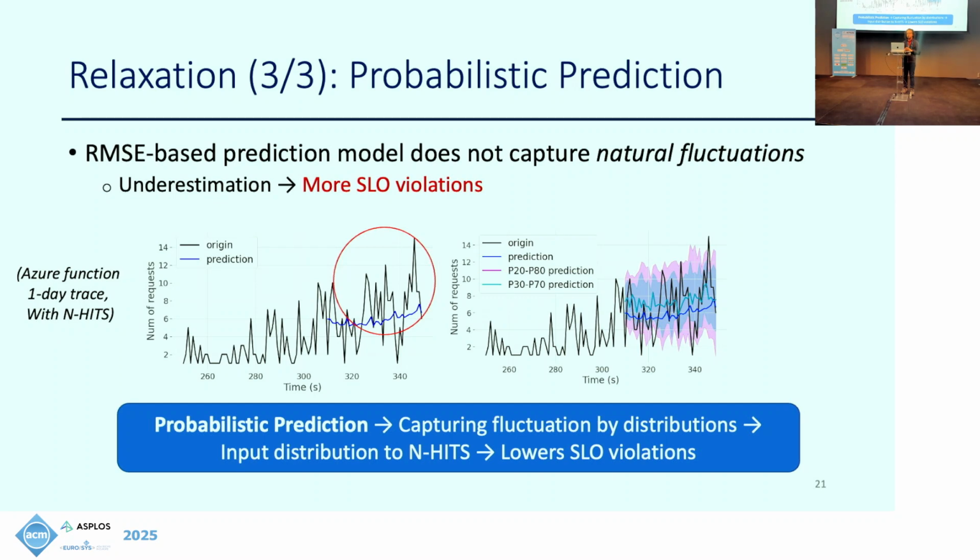We calculate probability distributions. So the right plot shows the P20, P80 prediction. That's the pink bar. And the blue bar, which is the P30, P70 prediction. And then we can input these distributions directly into the N-HiTS package. You can use any other package as well. They pretty much accommodate distributions. And that allows the package itself to calculate a solution that lowers SLO violations.